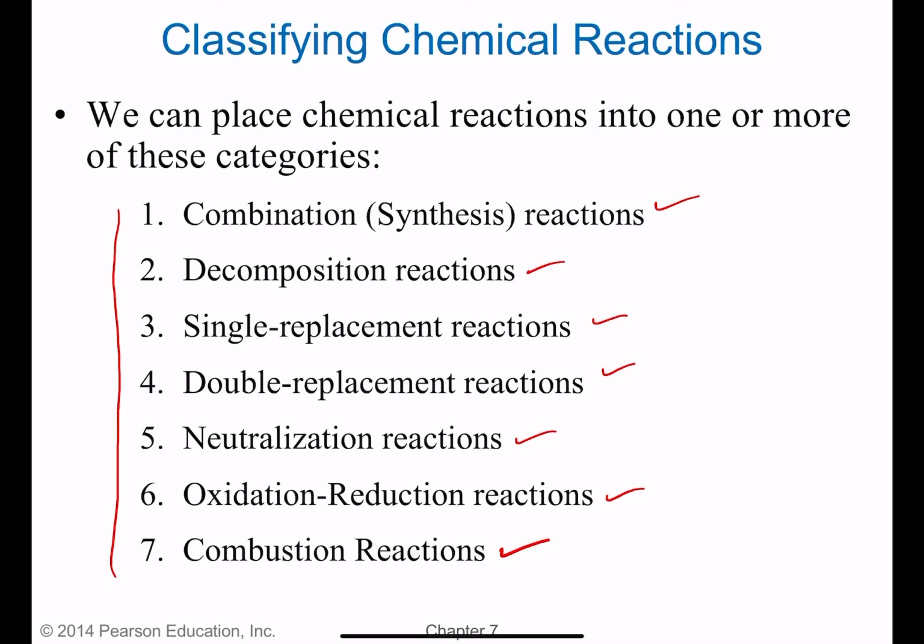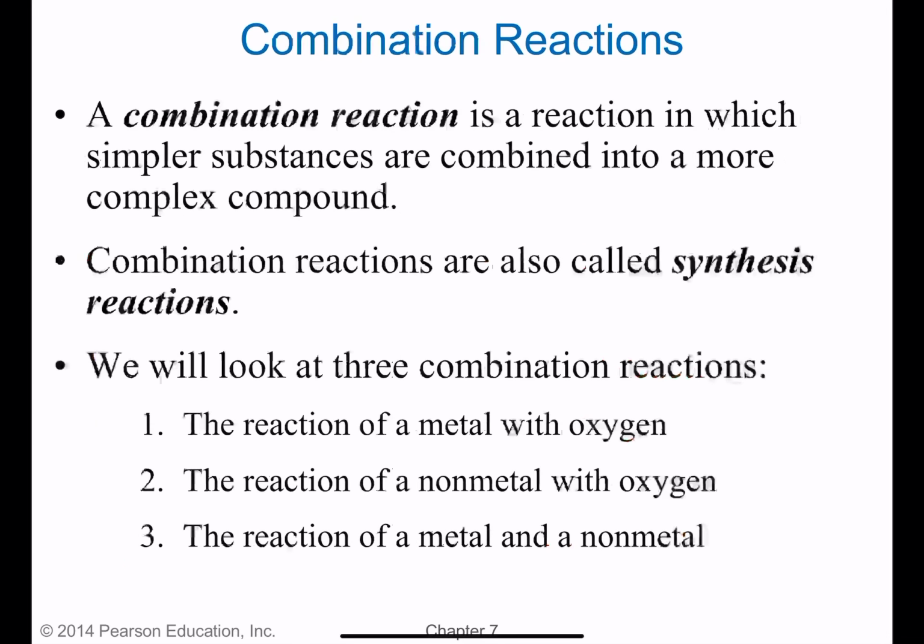Now these 7 categories are slightly different than what the book has. I think the book only lists 6 categories. I've expanded it to 7, but we'll go through all of these in due course, but not all of them in this video. So first one, a combination reaction, is a reaction in which simpler substances are combined into a more complex compound. So for example, A plus B makes C. So A and B have been combined into a single compound called C. That's what we mean by a combination reaction.